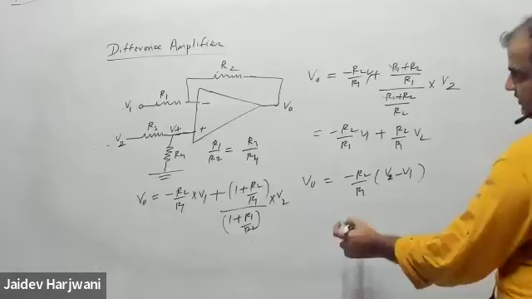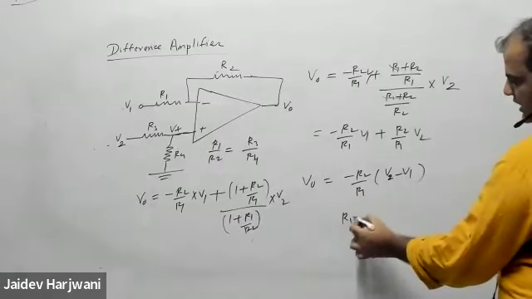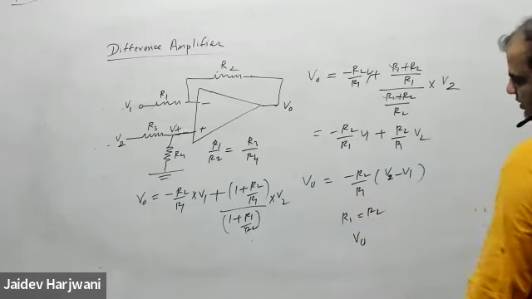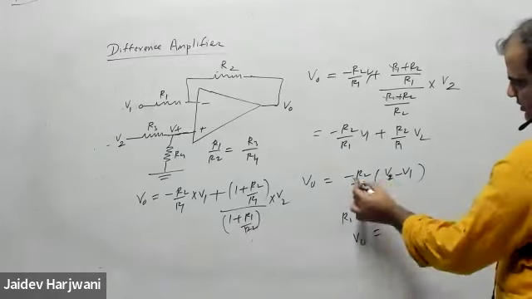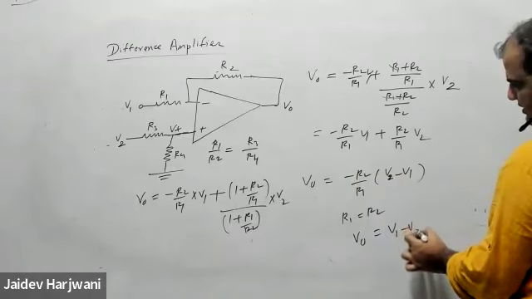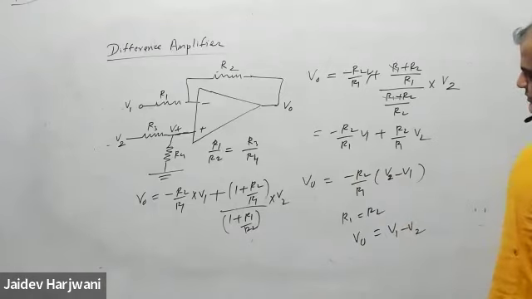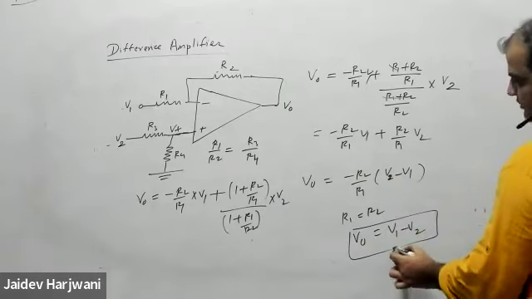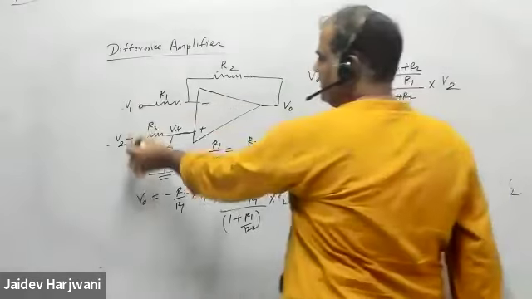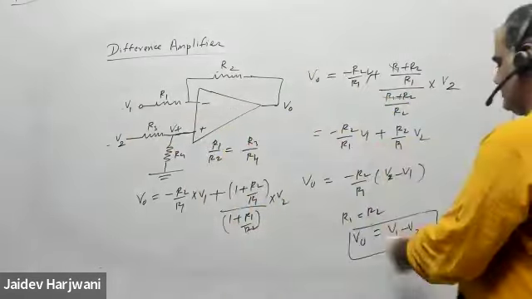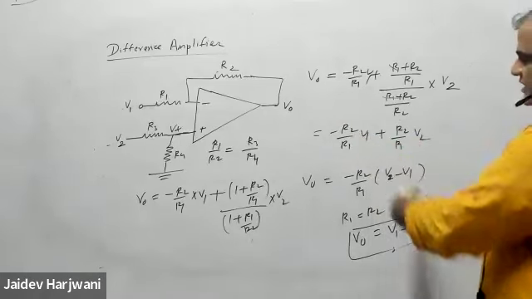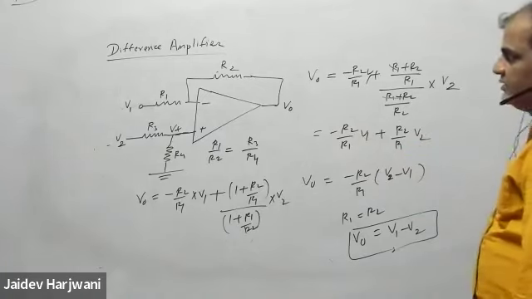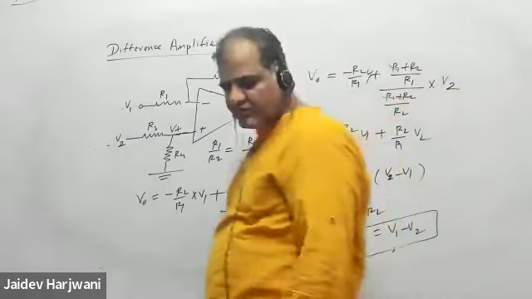And if I take R1 equal to R2 also, then V0 will be simply V1 minus V2 minus 1. So this is what I want to do. Subtraction V1 minus V2 will come here. If this formula and these conditions are satisfied, you can do subtraction, you can create a difference of two signals.